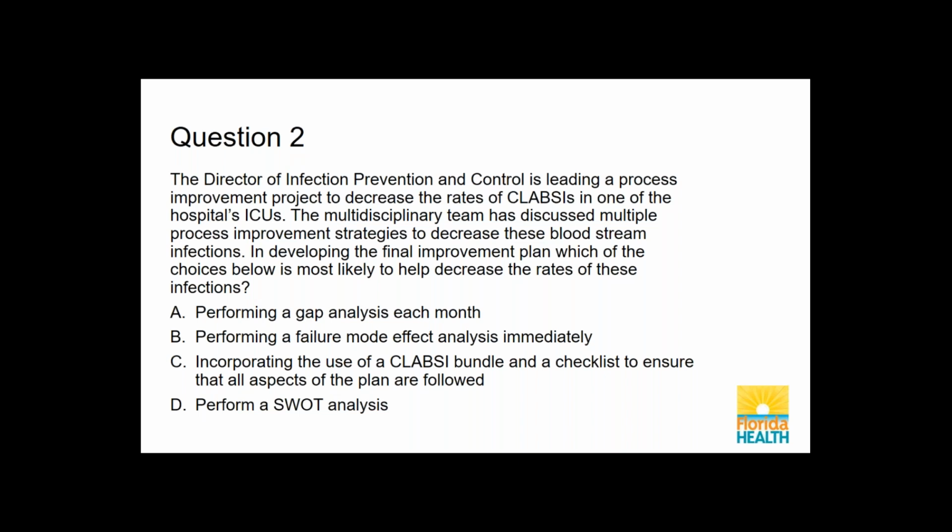Okay, so the correct answer is going to be incorporating the use of a CLABSI bundle and a checklist to ensure that all aspects of the plan are followed, right? So by this point, they've put together a multidisciplinary team and they've discussed multiple process improvement strategies to decrease these bloodstream infections. So they've already developed a plan. Performing a SWOT analysis wouldn't really help, you can cross that one out.